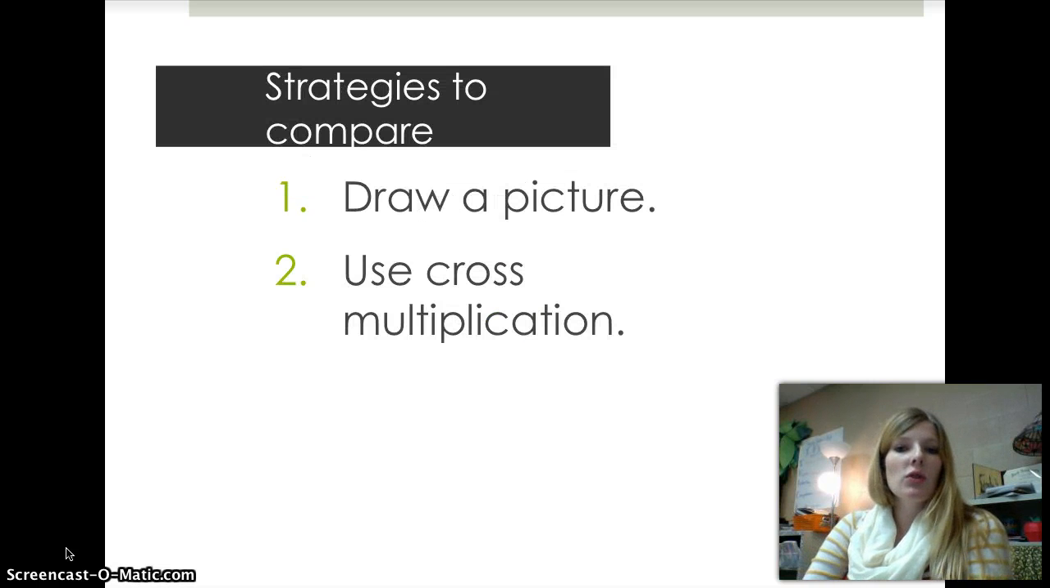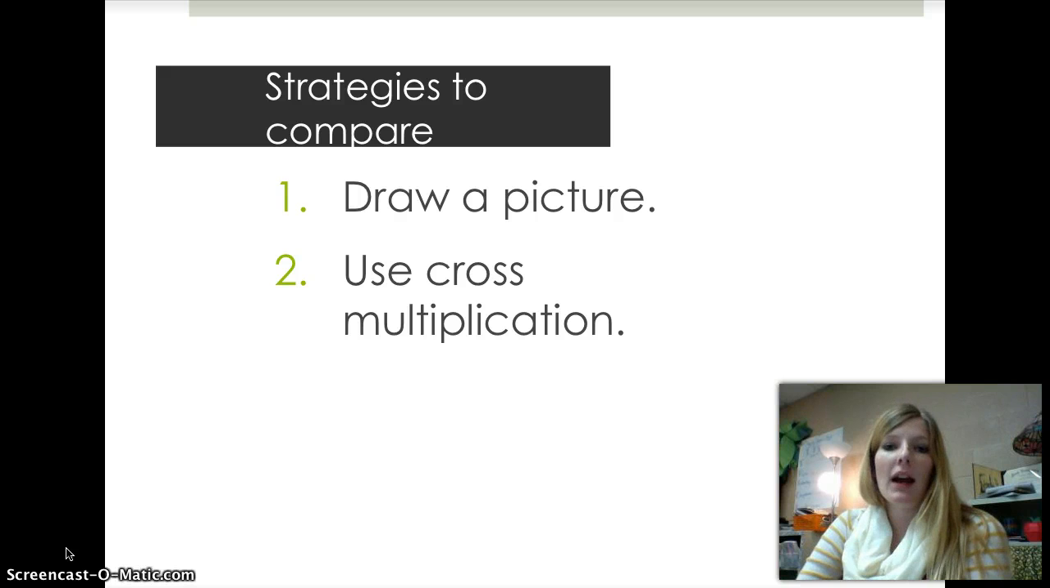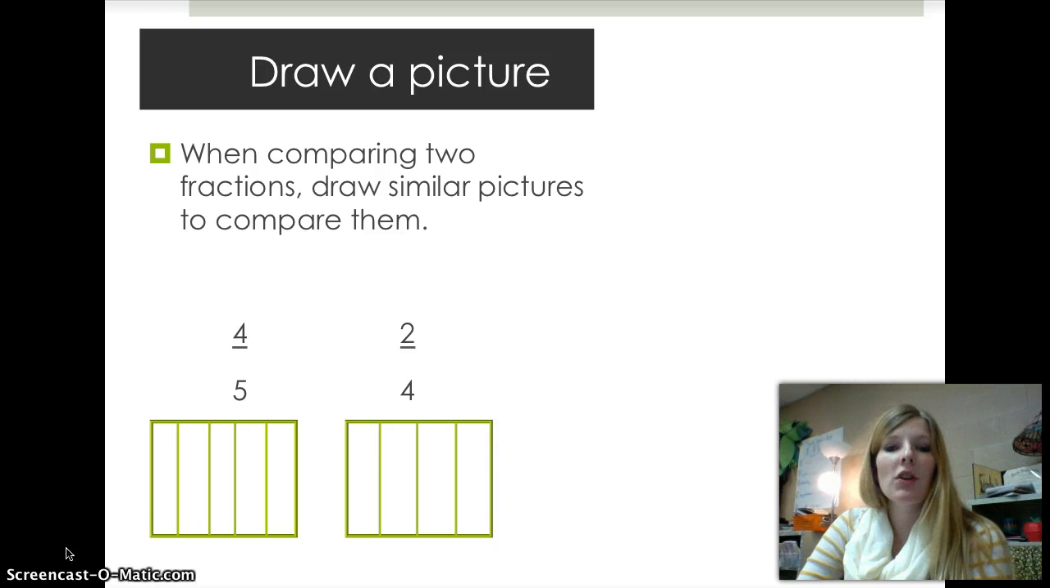So here are two strategies that you can use to compare fractions. The first one is draw a picture. The second strategy is called use cross multiplication, and I will show you how to do each of these. The first strategy is called draw a picture. So when we're comparing two fractions, you need to draw similar pictures to compare them.